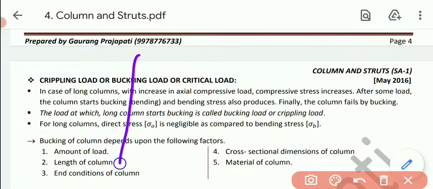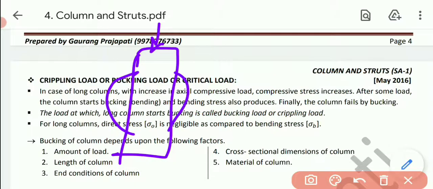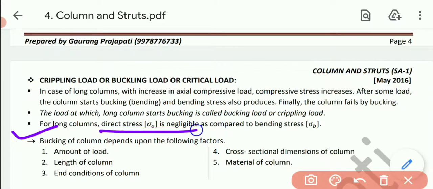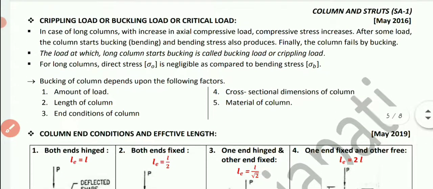So whenever a long column is there and load is applied, stress increases. After some load, the column starts buckling, and after buckling, it fails. So ultimately, what is the difference between crushing load and buckling load? In the case of crushing load, the short column fails directly because of the load, while in the case of the long column, first the column will buckle and then it will fail. So that's the difference between these two loads. For the long column, direct stress is negligible as compared to the bending stress. So that is the difference between buckling and crippling load.